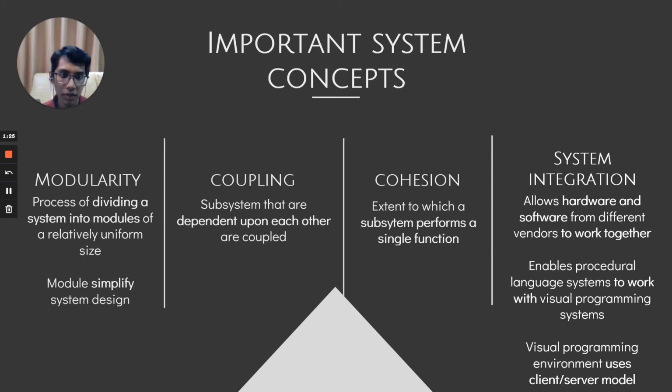And lastly is system integration. System integration basically allows hardware and software from different vendors to work together. Besides that, it enables procedural language systems to work with visual programming systems. And lastly, the visual programming environment uses a client-server model.